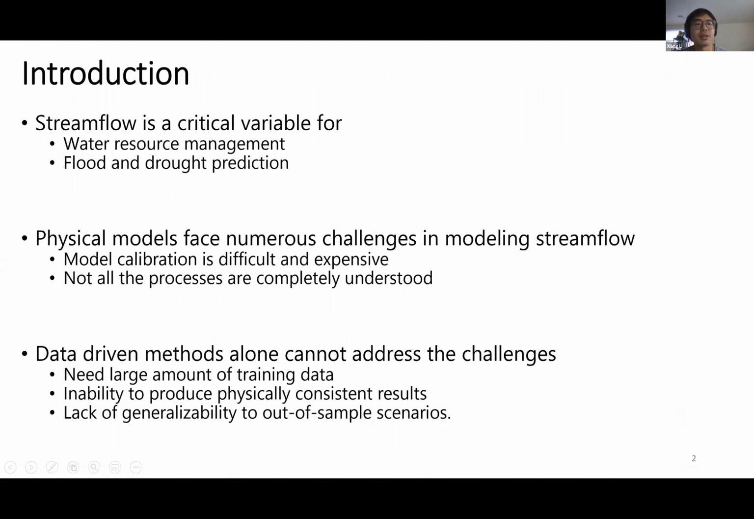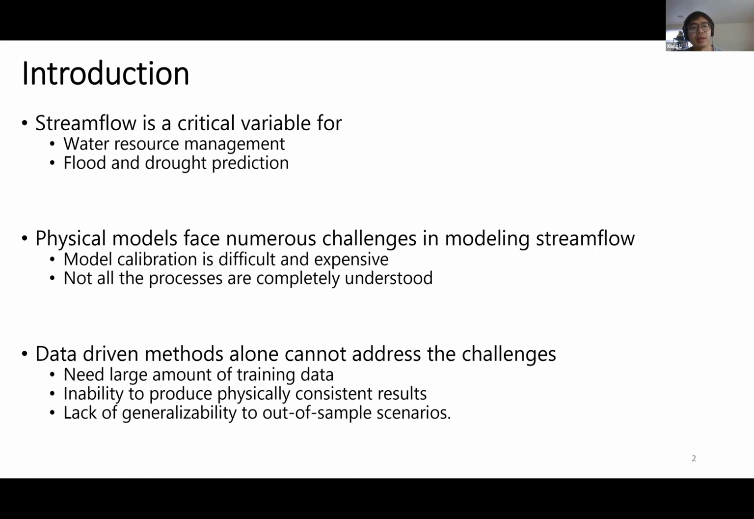As a brief introduction, for physics-guided deep learning in hydrology, there are lots of tools and schemes we want to approach, and we'd like to use stream flow as a critical variable for tackling this problem, as stream flow is pretty important for water resource management and flood and drought prediction. As hydrologists, we'd always like to approach stream flow by using physics models and hydrological models, but physics models have numerous challenges for modeling stream flow, such as difficult model calibration and not a comprehensive understanding about stream flow generation.